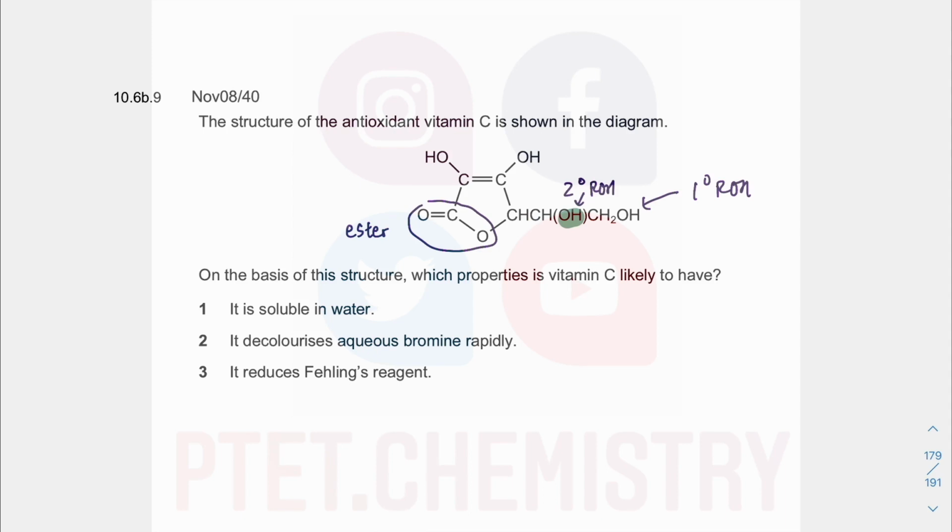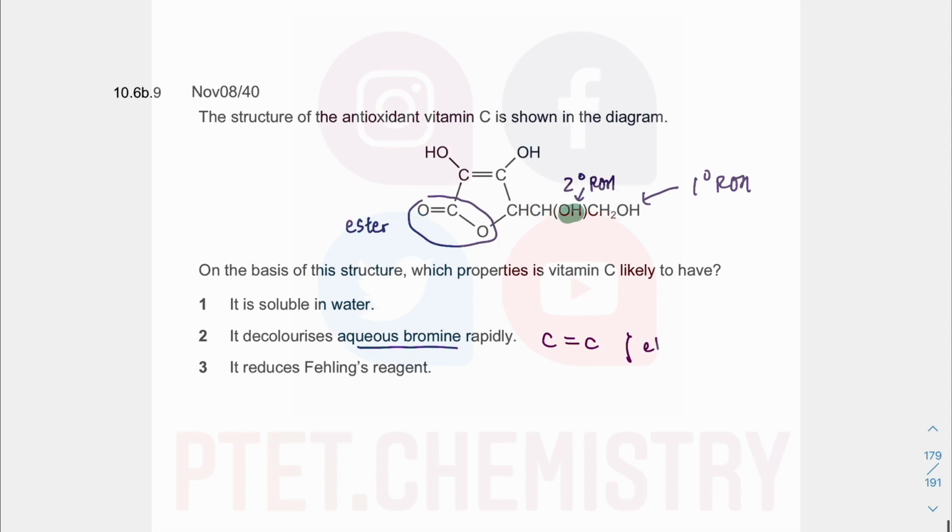Alright, it decolorizes aqueous bromine. Yes, it's got a carbon-carbon double bond, which will give you the electrophilic addition. It's a mechanism which is a case study again in your A-level chemistry. So you can catch my topical playlist specifically on organic chemistry mechanisms, where I outline every single mechanism that you're supposed to know in A-level chemistry. Okay. Now they're all your case study there.